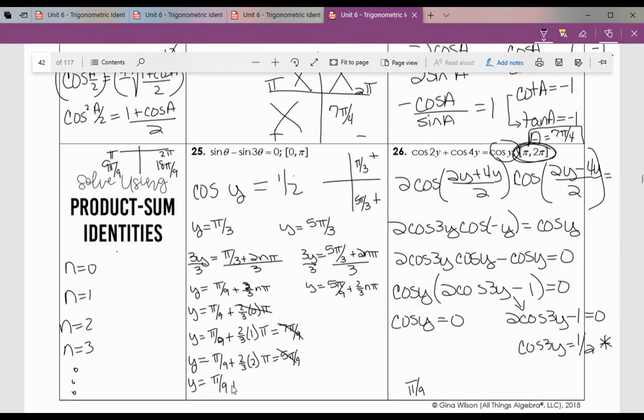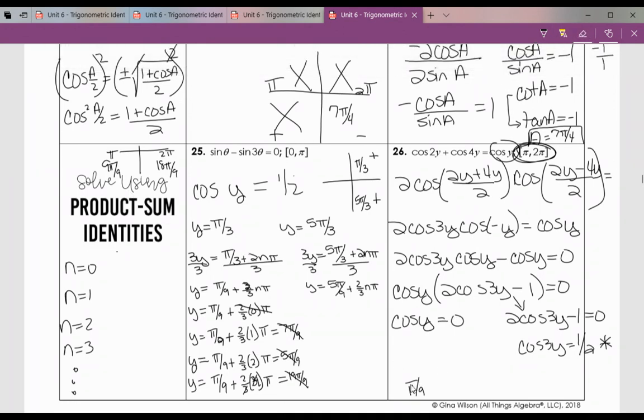So pi over 9 plus 2/3 times 3, I apologize, so the 3's will cancel there. So 1 divided by 9 plus 2 gives me 19 pi over 9, which is too big. So I'm done with this one, okay? Pi over 9 actually does not work because pi over 9 does not fall in the interval. So we're going to take that one out as well.